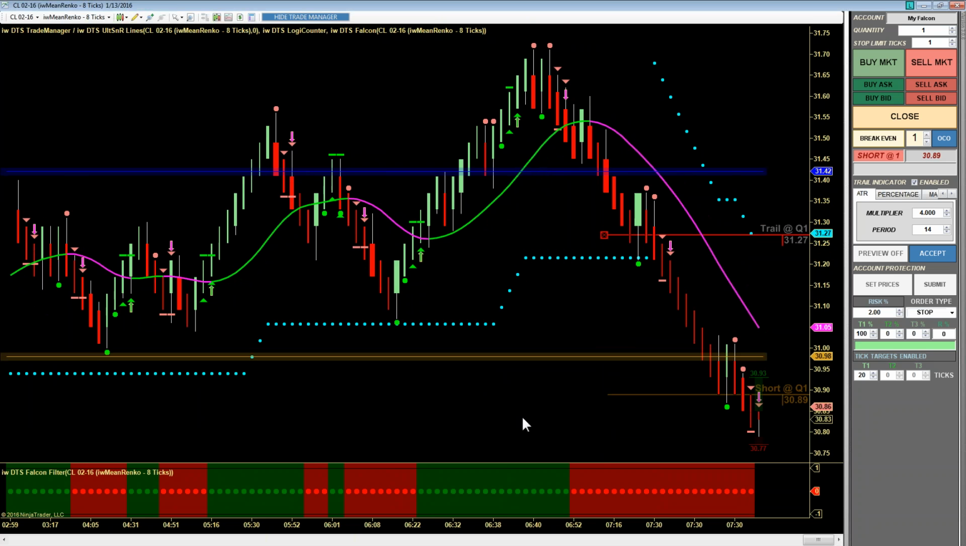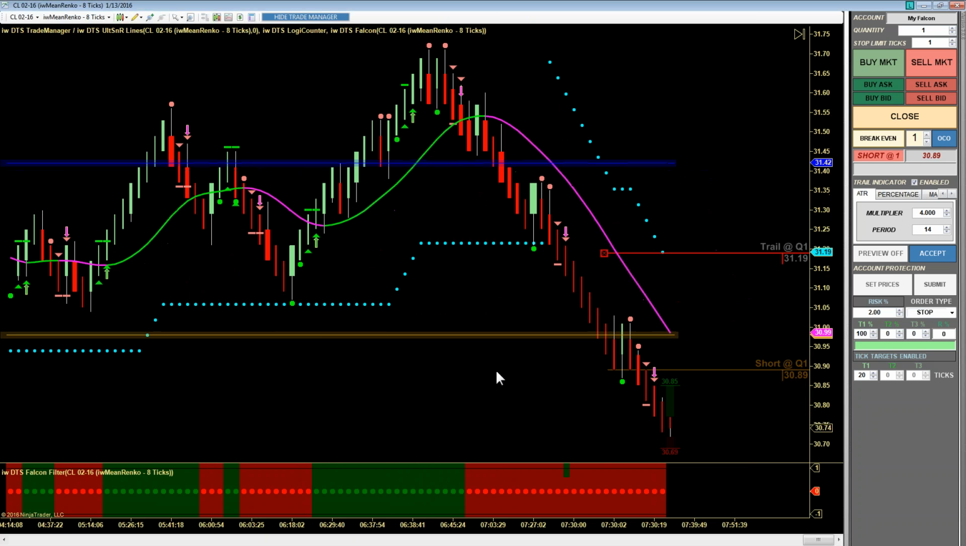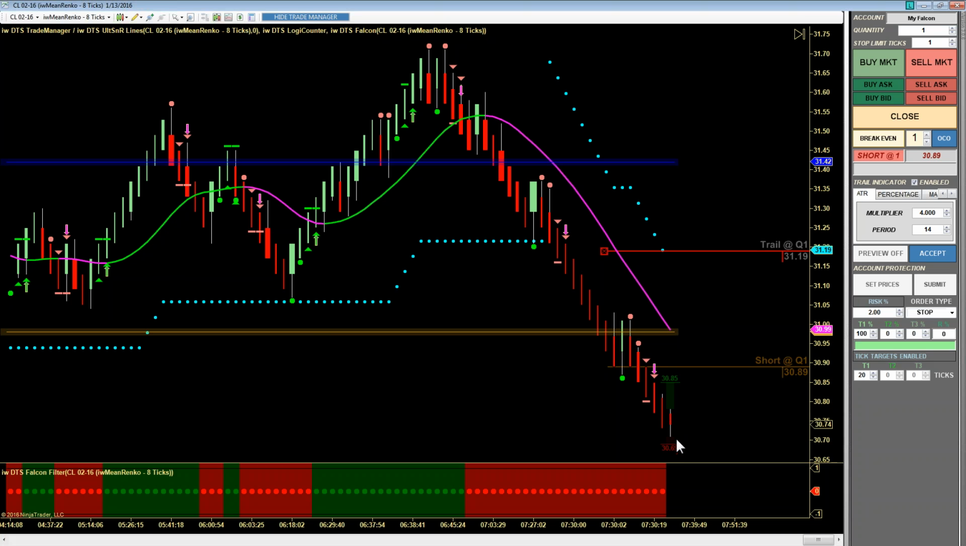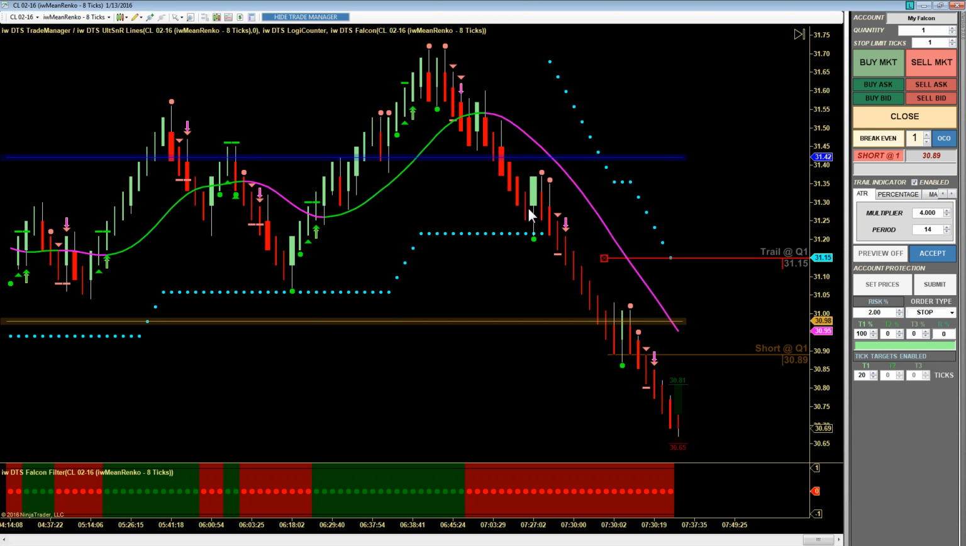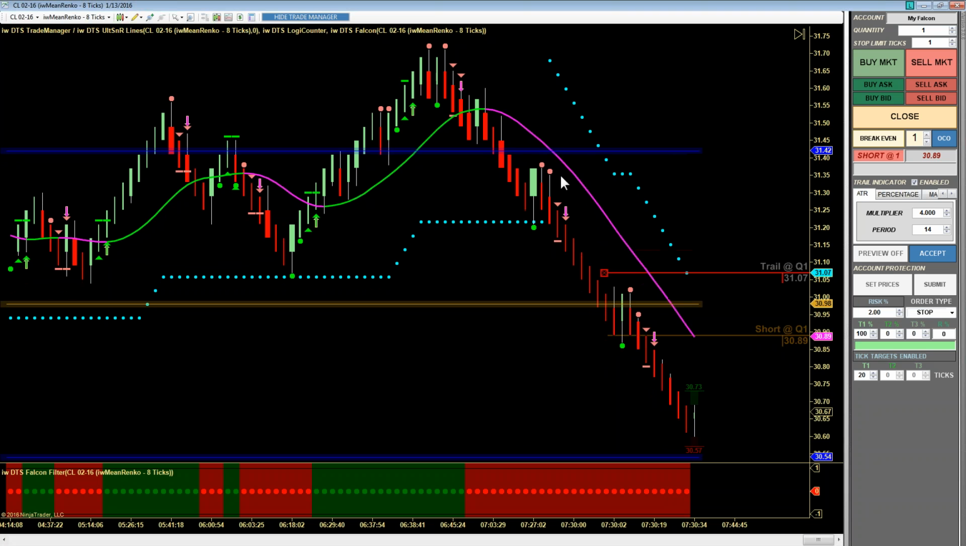I'm going to eliminate the break-even trigger. So we fell through the support on the inventory report. Imagine that, we're trading crude oil at $30 a barrel. Who saw that one coming? Oh, well, there was a trend change signal right here just as the report released. So notice how the trade manager is rolling my stops according to my stop strategy.